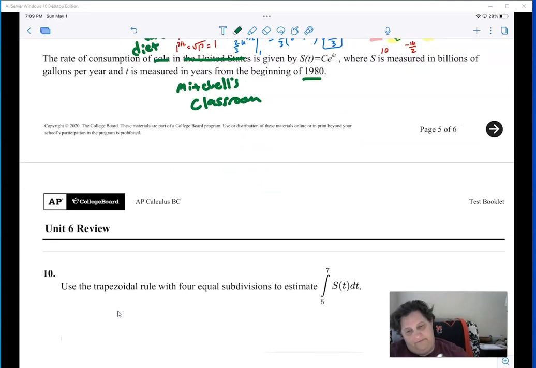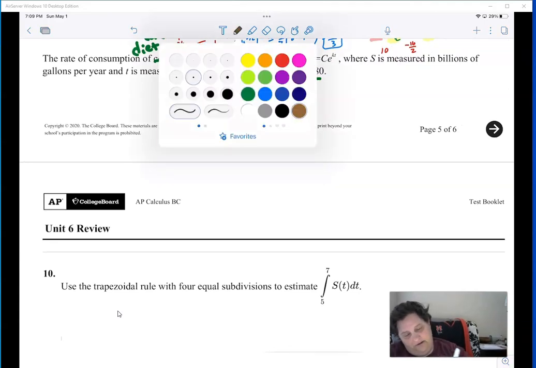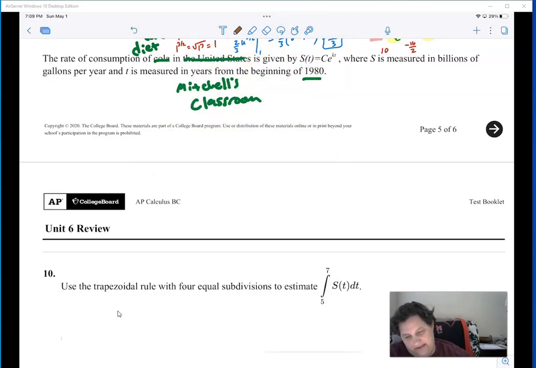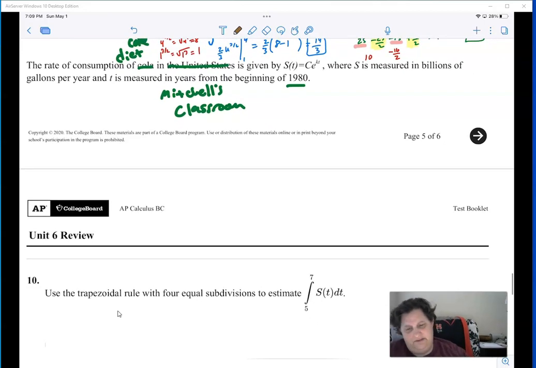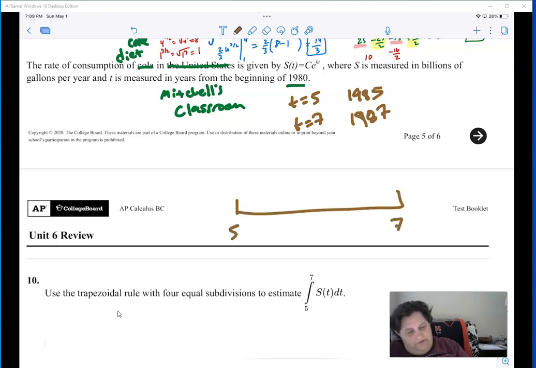Use the trapezoidal rule with 4 equal subdivisions. Estimate from 5 to 7. Bizarre. Okay. So t equals 5 is 1995, 7 is 1997. My trapezoidal rule has 4 subdivisions. That would be 5.5, that would be 6, and so on.